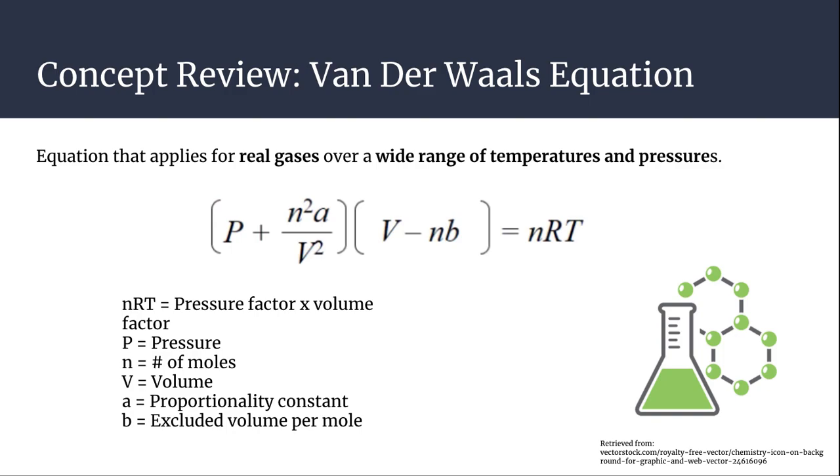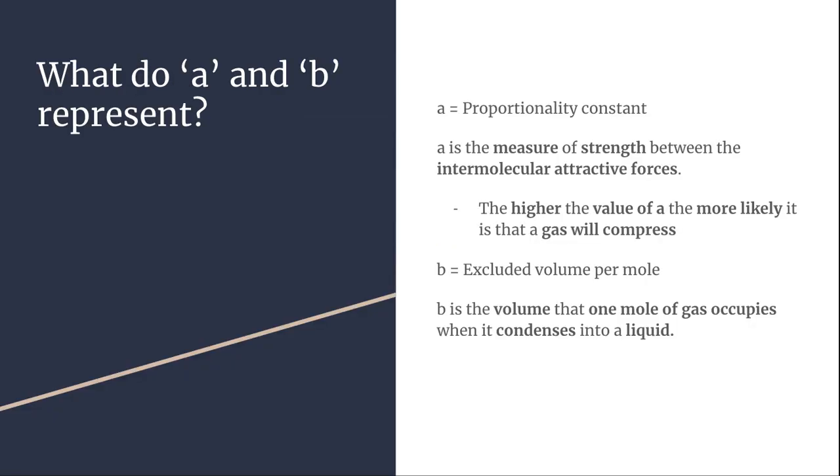So nRT is going to be the pressure factor times the volume factor. P is equal to pressure, n is the number of moles, V is volume, and a and b are two new constants, where a is a proportionality constant and b is excluded volume per mole. So here we're going to look at these two new variables.